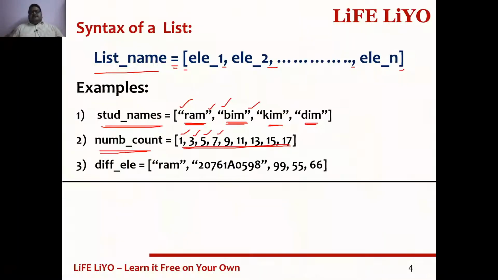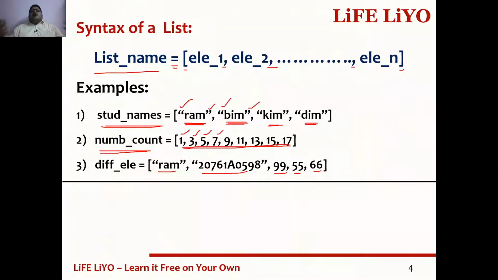Next, a combination of different elements: a string, number, number. So here, can we use floating point values? Yes, you can use them. That's why it is called a list: a collection of heterogeneous elements of different data types under a single variable name. And also these are dynamically sized, so we don't need to take a fixed number of elements to be stored.